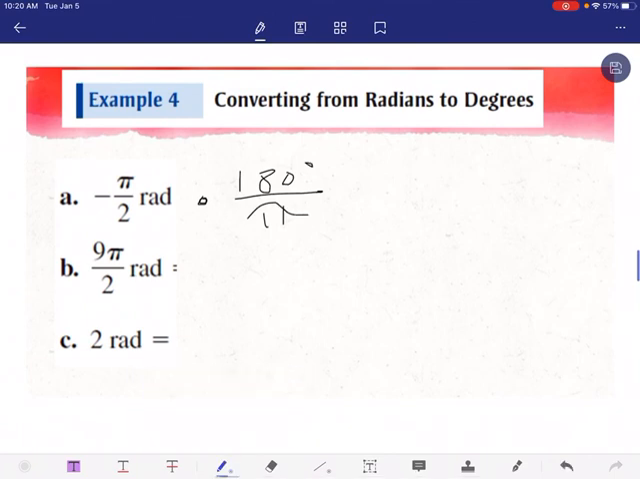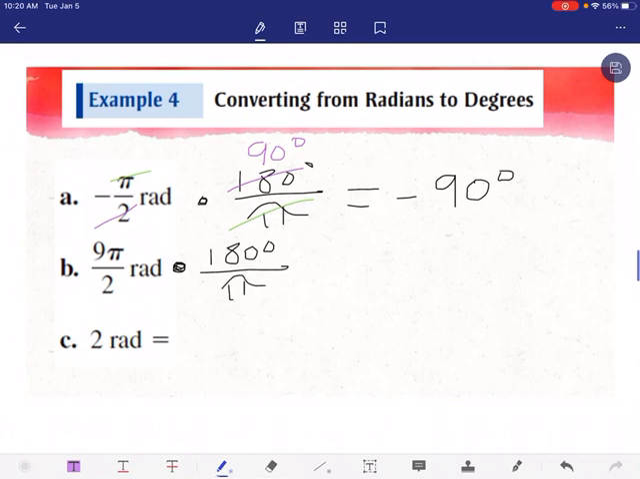Notice that our pi's are going to reduce. And then we just need to reduce our leftover numbers. So notice that 2 goes into itself 1 time, and into 180 90 times. Again, we didn't do anything to that negative, so it stays the same. So we have negative 90 degrees. Next, again, we're taking 9 pi over 2, and we're going to multiply by 180 degrees divided by pi.